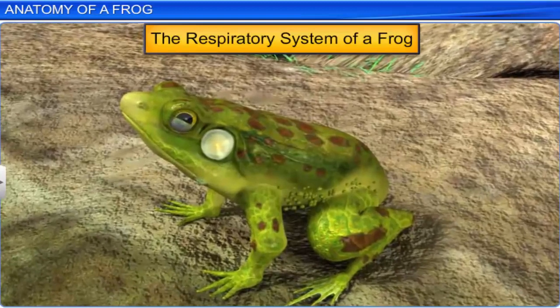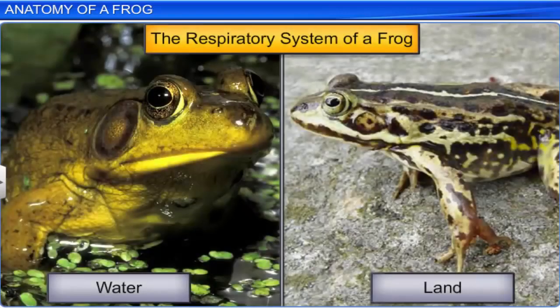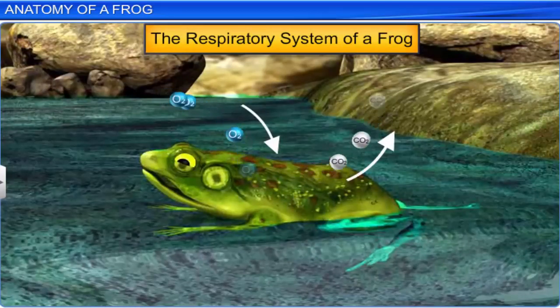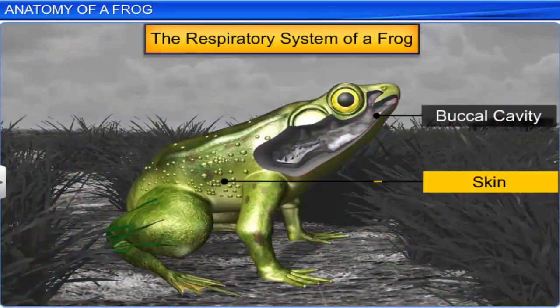The anatomical study also includes the respiratory system. Interestingly, frogs respire in water and on land in two different ways. In water, the frog's skin functions as the respiratory organ, and the gaseous exchange takes place through diffusion. This is called cutaneous respiration. On land, a frog respires through the buccal cavity, skin, and lungs.